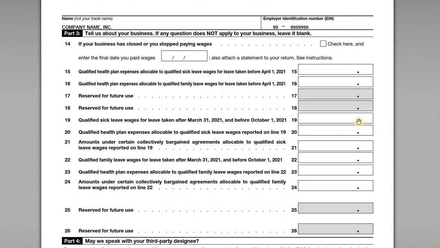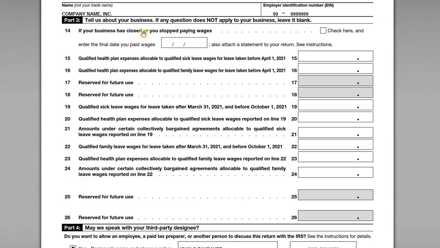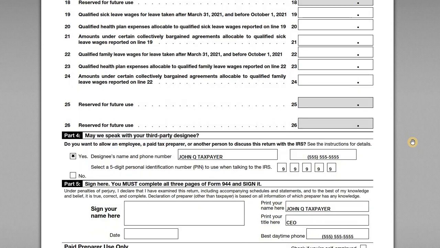Now part 3, in this case, all of these items are blank. We don't have anything applicable to us, but if you do have items here that apply to your business and your circumstances, then certainly input those fields. But all part 3 here, as it notes, if any question does not apply, we can leave it blank, right? So we haven't closed our business, we haven't stopped paying wages, and none of these items down here, lines 15 through 24, apply to us.